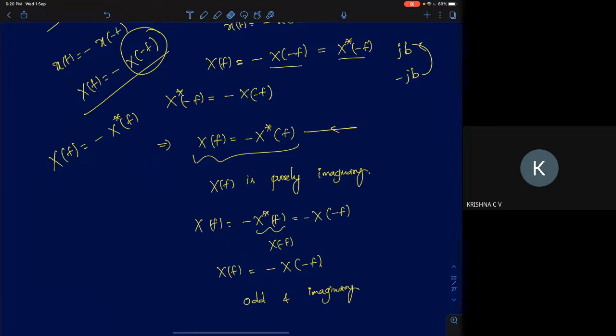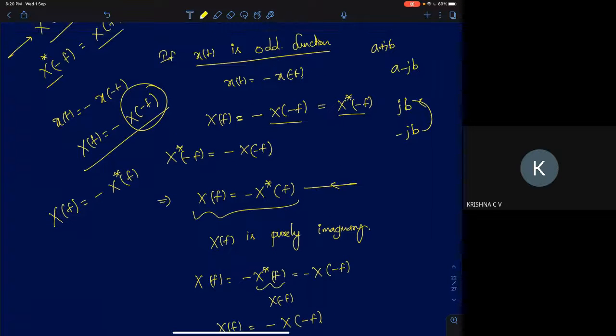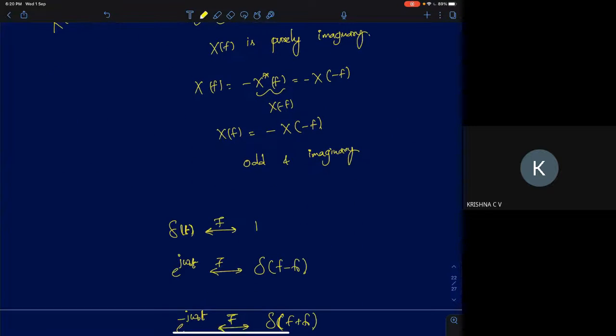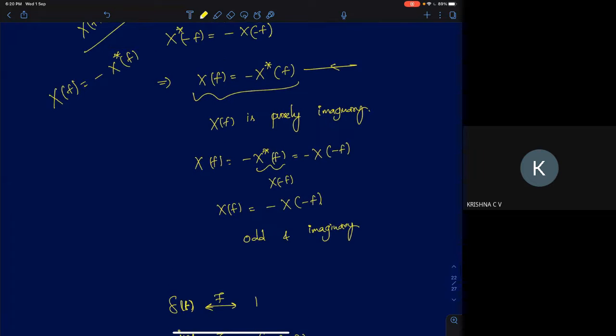Not only is it purely imaginary, you can also show that it is purely imaginary. I think that's a sufficient condition. And what can you say about the magnitude of x of f? Will it be even or odd? x of t is an odd signal, but it's a real signal. What can you say about the magnitude of the Fourier transform x of f? Will it be even or odd? Odd, right? Because it's a real signal.